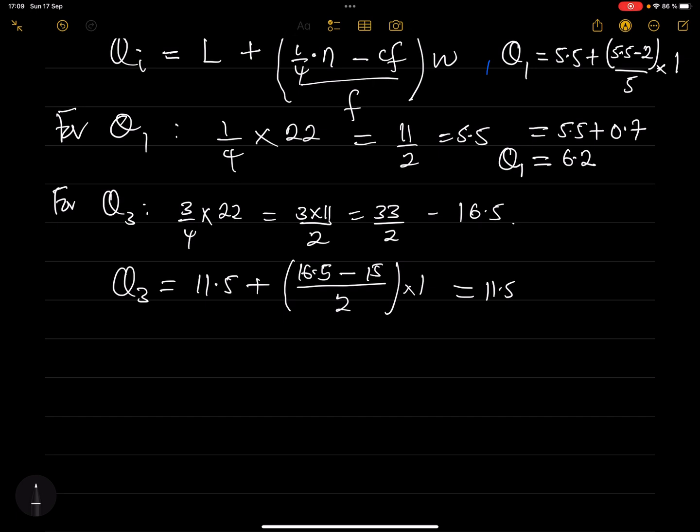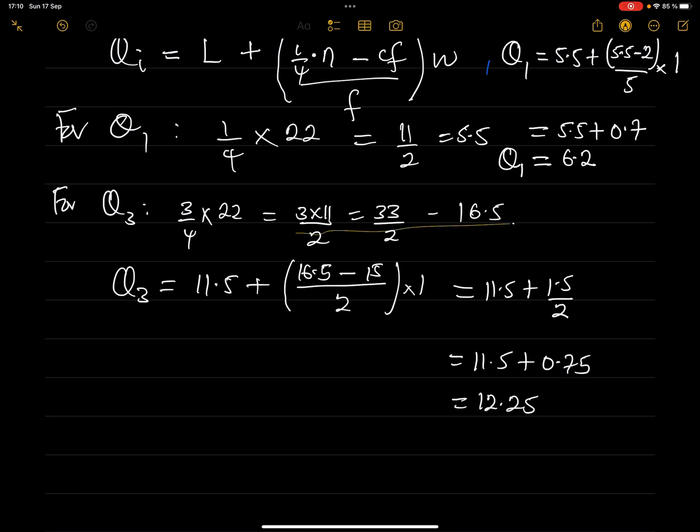So this equals 11.5 plus 16.5 minus 15, you get 1.5, divided by 2 multiplied by 1. That will still be 1.5. So we get this to be 11.5 plus 0.75. Can you add that together? You get what?